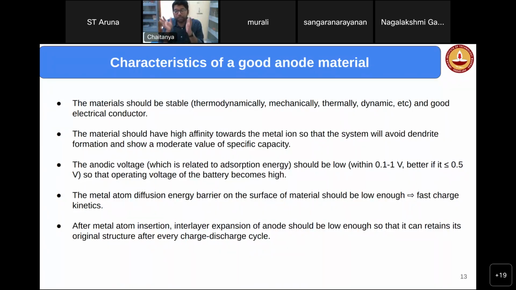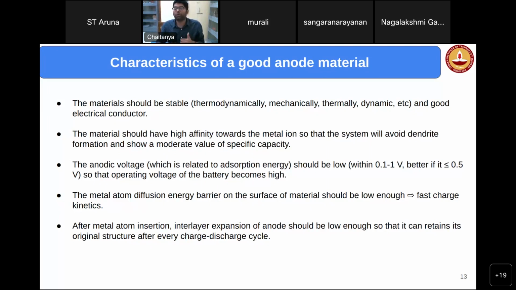So for us, the first important point is that whatever metal atom is coming and trying to sit on the anode, the anode should have a higher affinity towards that metal atom. So this is one of the primary things.